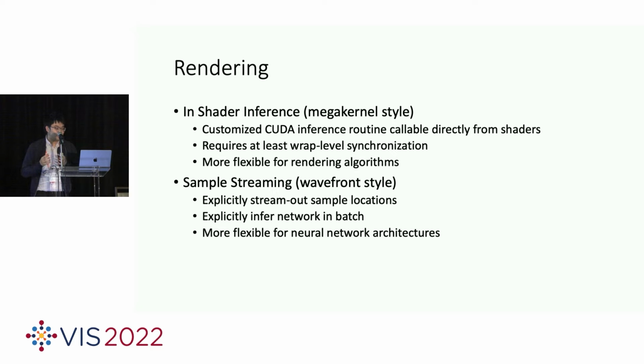And similarly, we can also write the renderer in a wavefront style, which I call the sample streaming method. In this method, sample coordinates are explicitly streamed out from the kernel to the global memory, and then we have a separate kernel for inferencing the network in a batch. This allows us to exploit more parallelism and a higher throughput. But because we are fundamentally changing how the renderer behaves, the rendering algorithm can be fairly complicated and tricky to write. But it allows us to work with any type of neural network. So we are opening a new space for development.